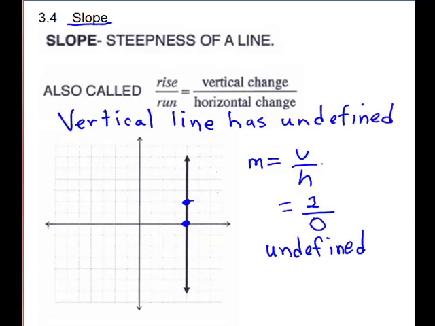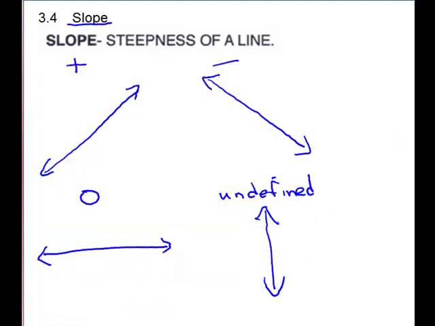Be careful about the term no slope. Some books use the term no slope. No slope is confusing, whether they mean a horizontal line with 0 slope or a vertical line with an undefined slope. So stay away from that term. Stick with 0 and undefined for slope.